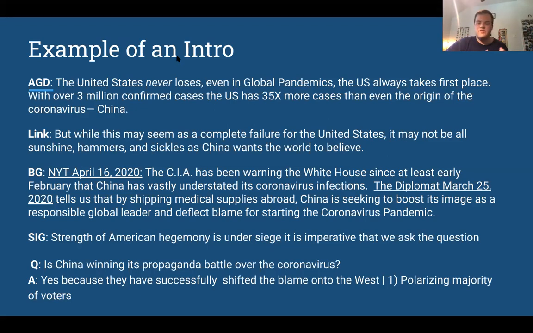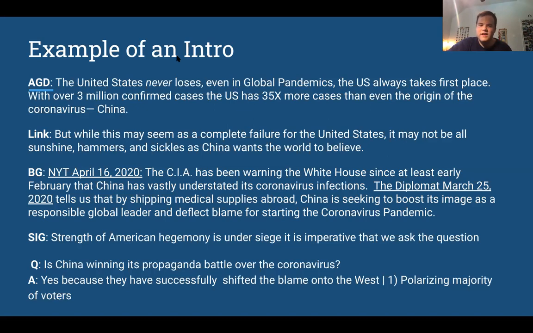And then this is when we're going to transition into our background. So now we're going to inform the judge what I'm even talking about, and you're going to do this with 2 sources. So you'll say, according to the New York Times on April 16th, 2020, the CIA has been warning the White House that since at least early February, China has vastly understated its coronavirus infections. The Diplomat on March 25th, 2020 tells us that by shipping medical supplies abroad through their mass diplomacy plan, China is seeking to boost its image as a responsible global leader and deflect blame for starting the coronavirus pandemic.